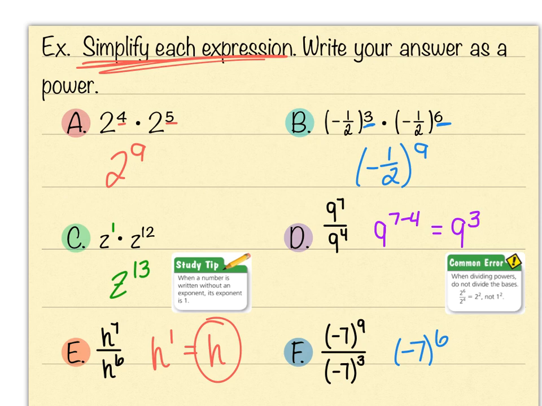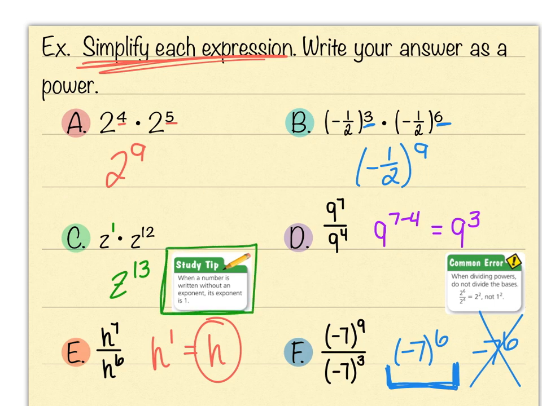Notice again how I'm using parentheses, because if you write negative 7 to the 6th without them, that is wrong, because that's going to give you a negative answer, whereas this one will give you a positive answer because of the even exponent. So I included a couple study tips here. When a number is written without an exponent, the exponent's 1. We went over that, right? So this was a 1 up here. And then for the next one, when dividing powers, do not divide the bases. You're just subtracting the exponents. A common mistake that you'll see is some students will just do 2 divided by 2 is 1.